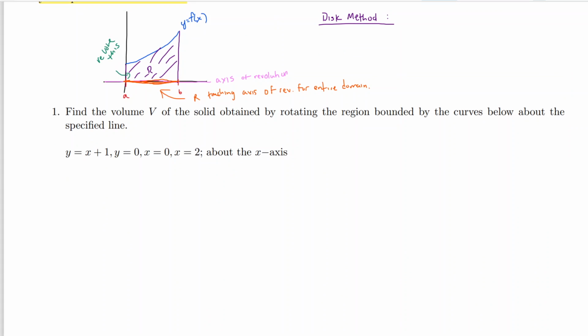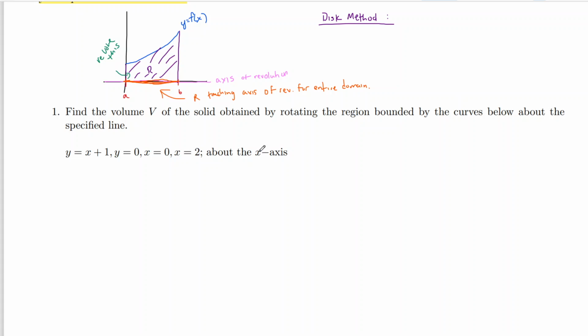And just like before, what I really tried to emphasize in the previous section and on a lot of these sections is that, yes, it's nice to know how to graph these things, and you should. So we should know how to graph y equals x plus 1. That's a line with slope 1 and intercept 1. We should know how to graph y equals 0 because that's a horizontal line. We should know how to graph x equals 0 and x equals 2 because those are vertical lines.